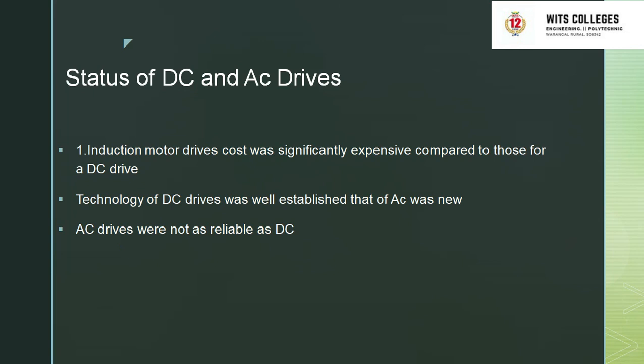How? Squirrel cage induction motor was cheaper than DC motors. The converter and control circuit of induction motor drive was very expensive compared to the DC drives. Therefore, the total cost of induction motor drive was significantly higher than that of DC drive. The next one is that the technology of DC drive was well established, whereas that of AC was new, and AC drives were not as reliable as DC.